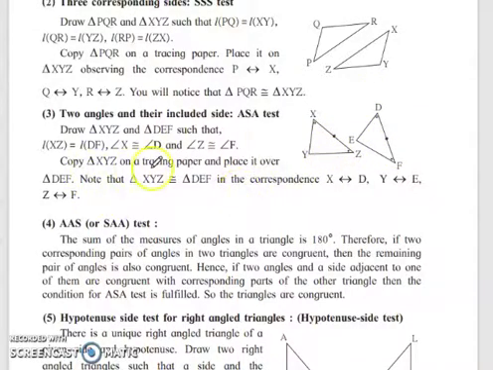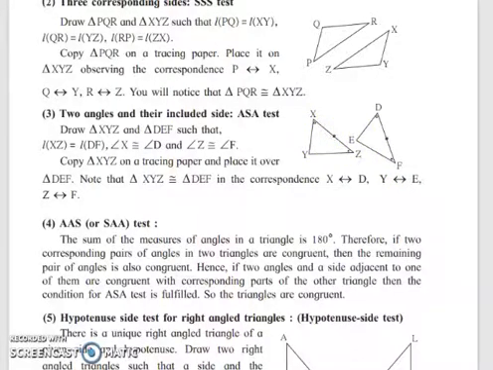So note that triangle XYZ is congruent to triangle DEF in the correspondence X corresponds to D, Y corresponds to E, and Z corresponds to F. Like this, with this correspondence, the two triangles will be congruent to each other.